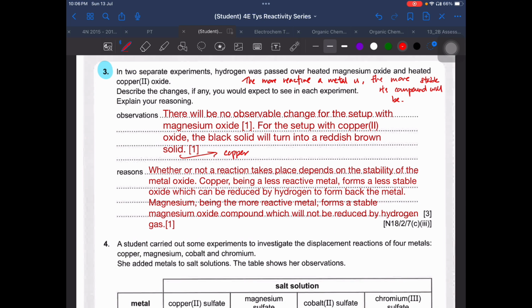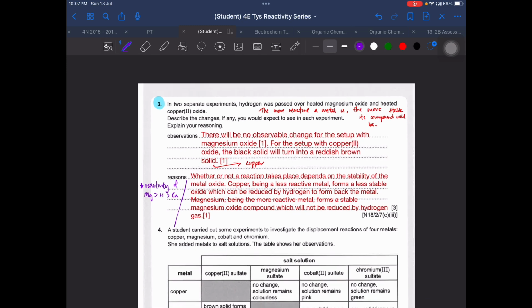Another way to explain this whole set of answers will be to compare the reactivity of hydrogen versus copper versus magnesium. So we know that magnesium is much more reactive than hydrogen, which in turn is much more reactive than copper. This then allows us to use the concept of the fact that magnesium is more reactive than copper and hence can reduce copper oxide to form copper metal. So this is actually how we can apply the concept over here. It really depends on how you want to frame your answer as well. Okay, so that's for question 3.